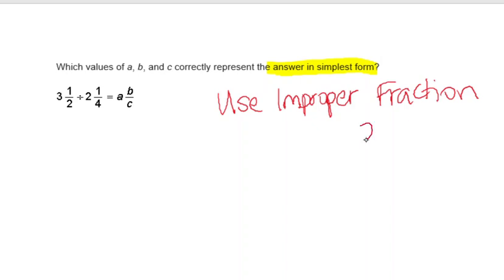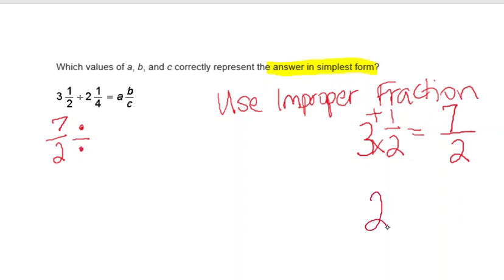So that means you would change 3 1/2 to something over 2. To find the numerator, go around. 3 times 2 is 6, plus 1 is 7. So 3 1/2 is equal to 7 over 2. Divided by 2 1/4 is something over 4. Go around, multiply, then add. 4 times 2 is 8. 8 plus 1 is 9. So 9 over 4.